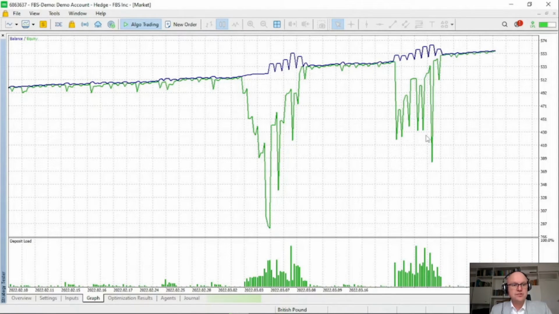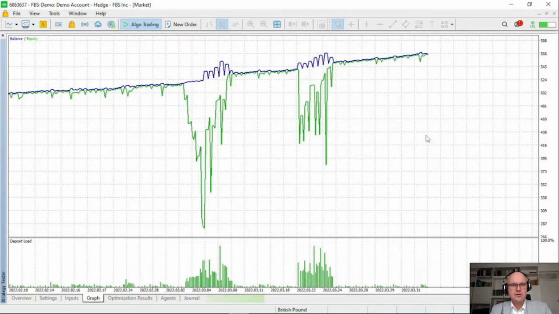So what we're going to do next is we are going to take a look at the different settings and the different ways that we could potentially trade this free trading robot.